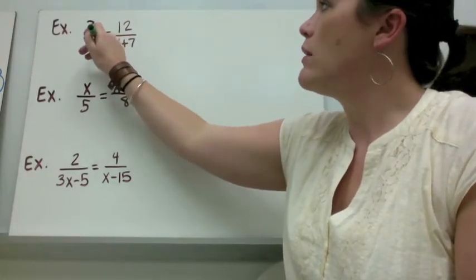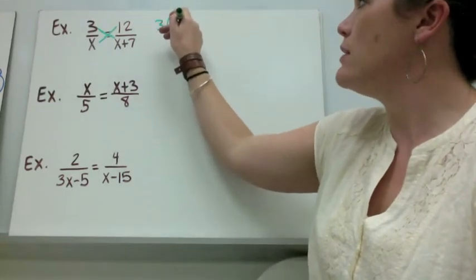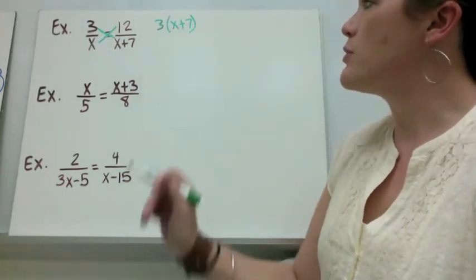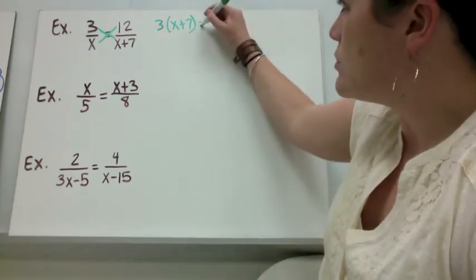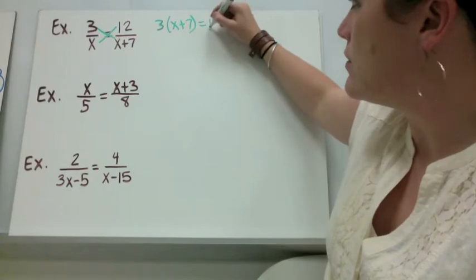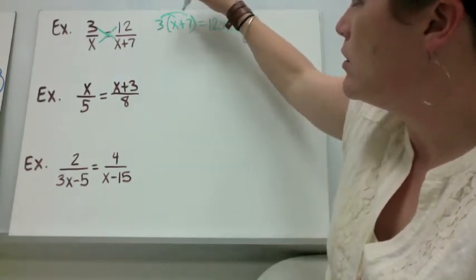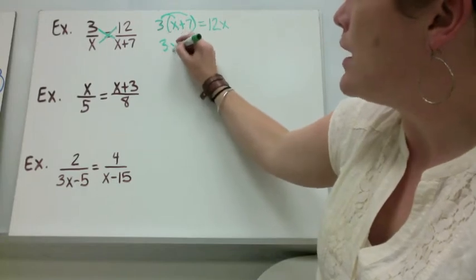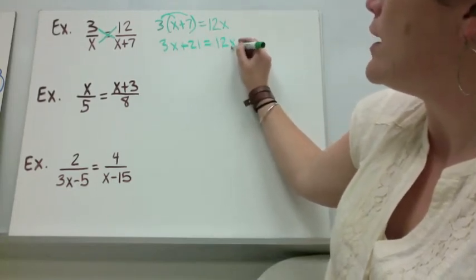We can cross multiply, so we get 3 times x plus 7. It's good to set that up in parentheses so you don't forget to distribute the 3. And set that equal to 12 times x. So when we distribute the 3, we end up with 3x plus 21 is equal to 12x.